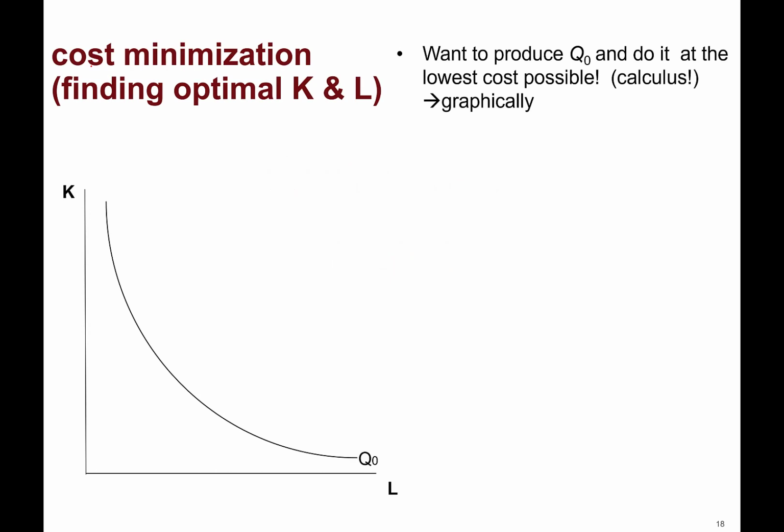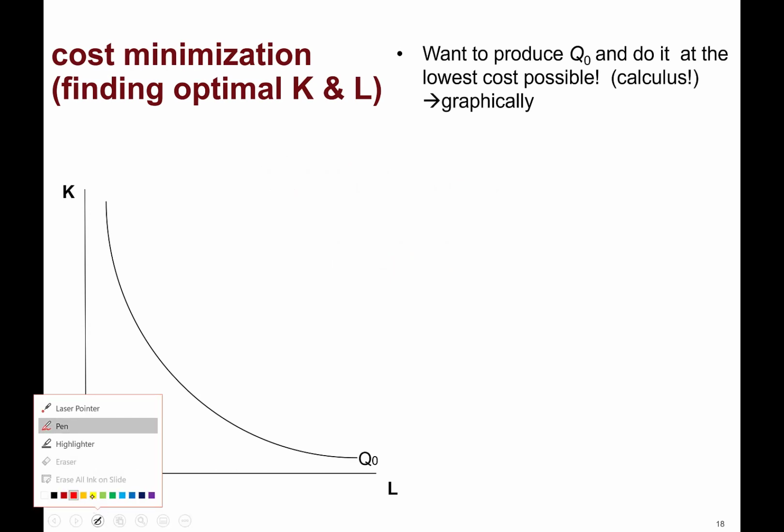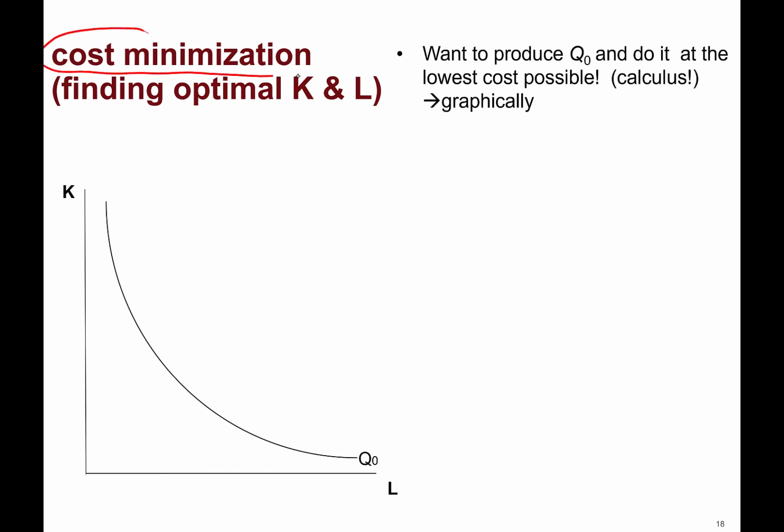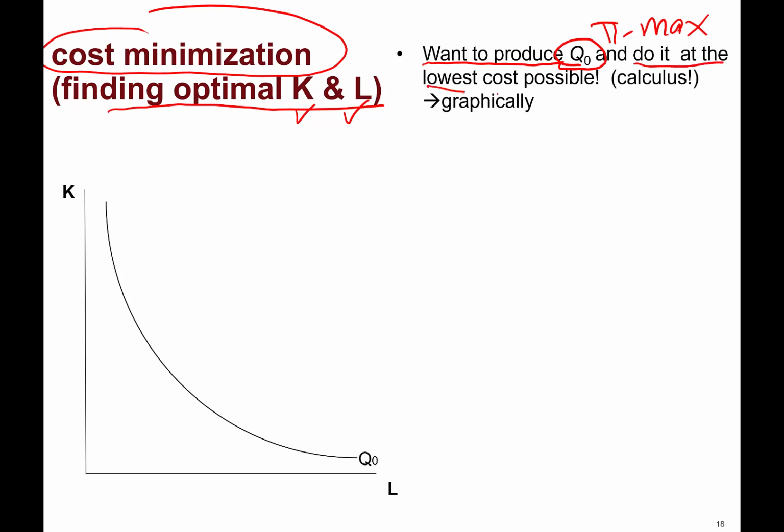Okay, so we'll talk about cost minimization. We will find the optimal, or the best, capital and labor combination to produce what we want to produce. So let's say we want to produce Q0 level of output. Let's say this is profit maximizing. This is the desirable output level and you want to do it at the lowest possible cost.